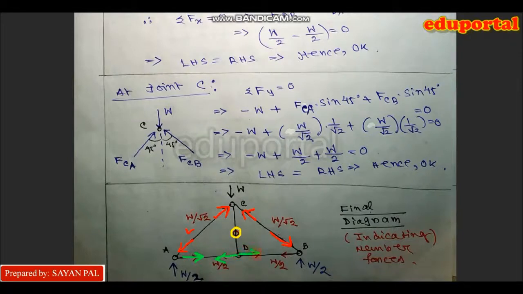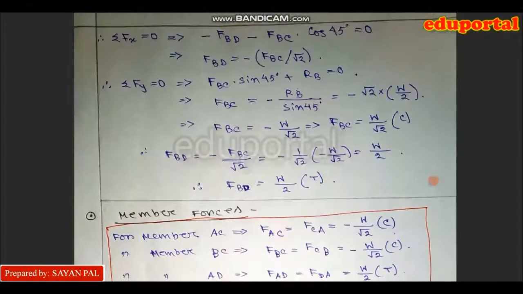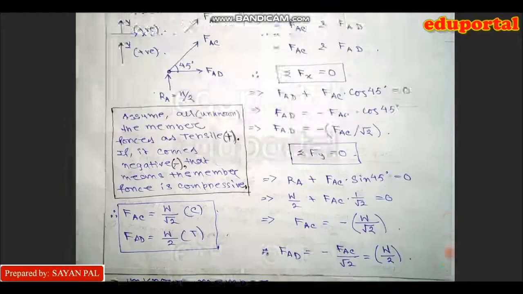Okay, so we have solved the problem. All the member forces are known. This is the way to solve a truss problem. This is a very simple problem. The more you solve complex problems, the easier it will be for you. This is a very basic problem to show how to solve a truss problem by method of joints.